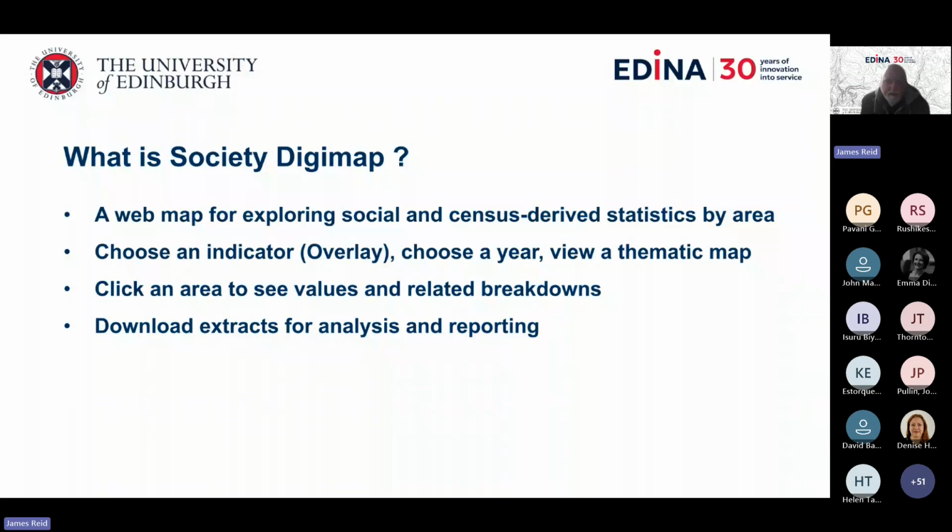So coming to what Society Digimap offers, it offers those aggregate statistics that we talked about at various geographical levels. Society Digimap is a web map for exploring those social and census-derived statistics by area. You can choose an indicator, an overlay, you can choose a year, and you can view the map. So we've pre-built those views of the underlying statistics to make life easy for people who just want to generate a map or see the relative variable to the area of interest.